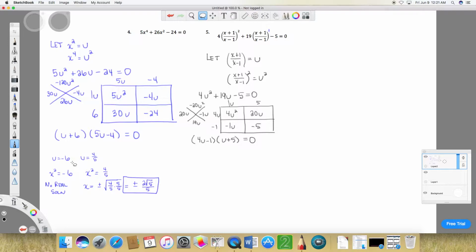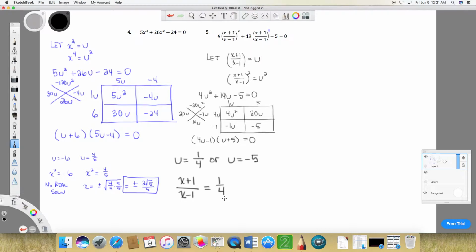All right, so by inspection, I can see that if I add 1 and divide by 4, if u is equal to 1/4, that's a solution to this equation. Or if u is equal to -5, that's a solution to this equation. But originally, my variable is x, and that's what I need to solve for. So I'm going to come back up and replace this u with this fraction, x plus 1 over x minus 1. And I'm going to set that equal to 1/4.